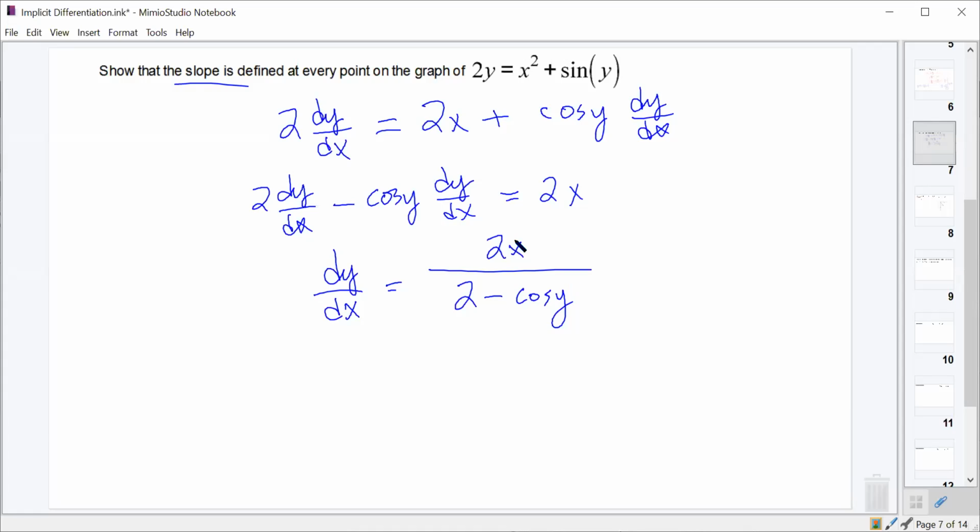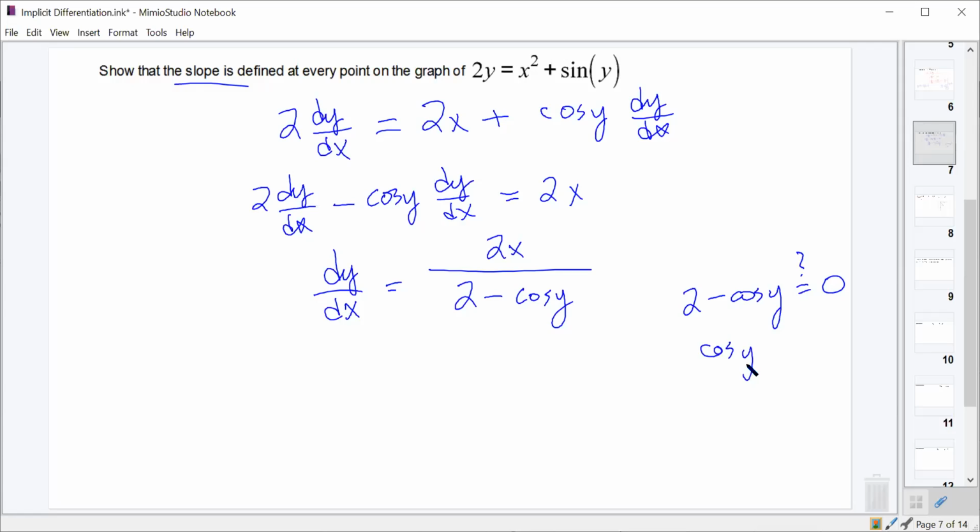So first off, is 2x always defined? Yeah. What about cosine of y? Can I take the cosine of anything? Yeah. The only thing that would make this undefined is if the denominator, 2 minus cosine y, equaled 0, right? Find places where that's true.